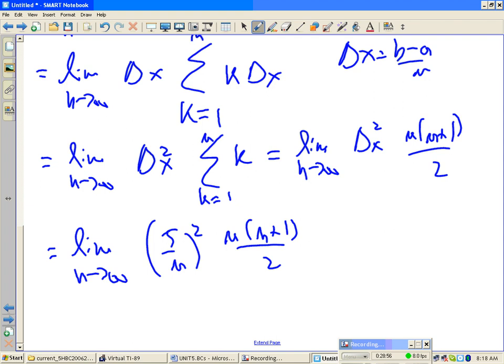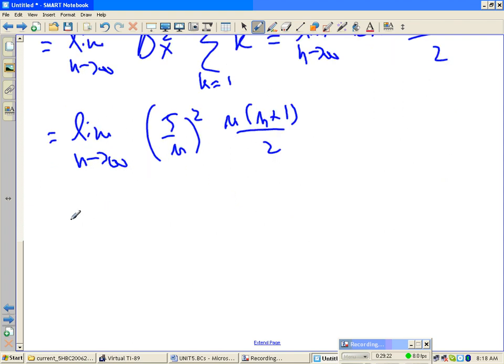Do you see anything familiar here? Remember what the answer was supposed to be. What was the area of the triangle? Base is 5, height is 5. How do you get the area of a triangle whose base is 5 and its height is 5? Base times height over 2, 25 over 2. Do you see a 25 in here? Yes. Do you see a 2 in here? Yes. They're constants, so they're independent of n, aren't they?